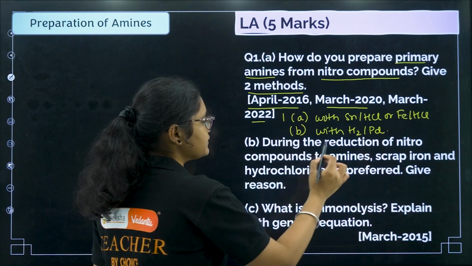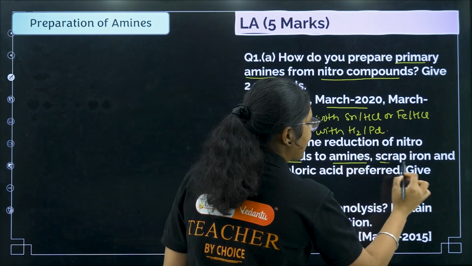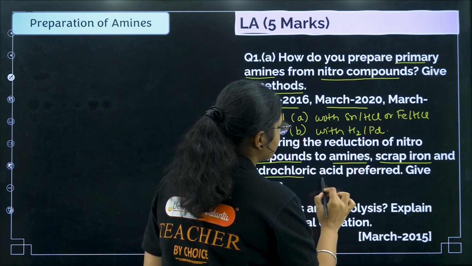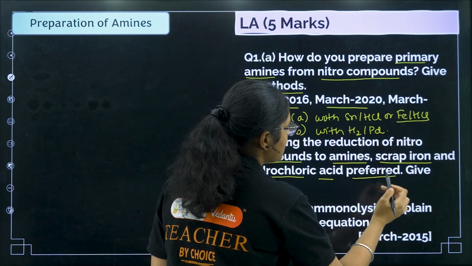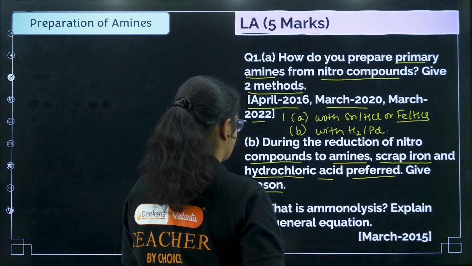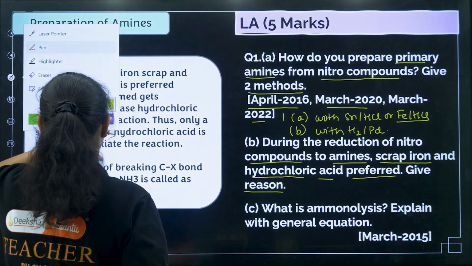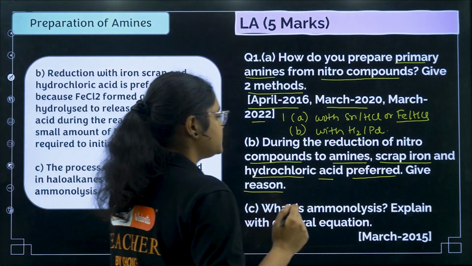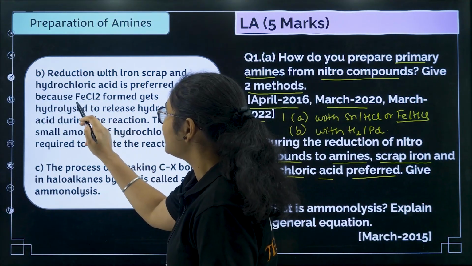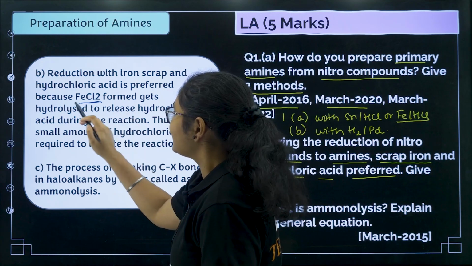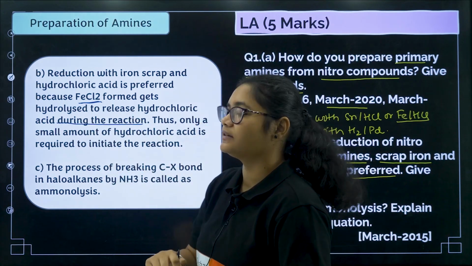Next question is, during the reduction of nitro compounds to amines, okay, scrap iron and hydrochloric acid is used or preferred. Give reason for that. So now this is a very important question here. This is also given in your NCERT book. You can see here, reduction with iron scrap and HCl is preferred because FeCl2 formed gets hydrolyzed to release hydrochloric acid again during the reaction.